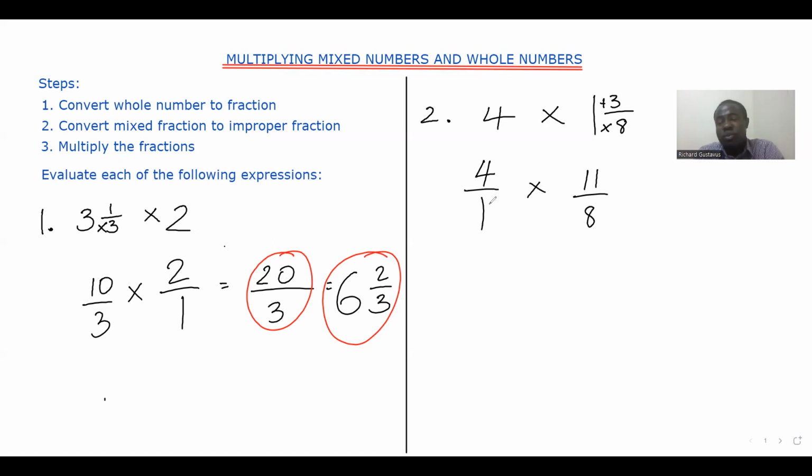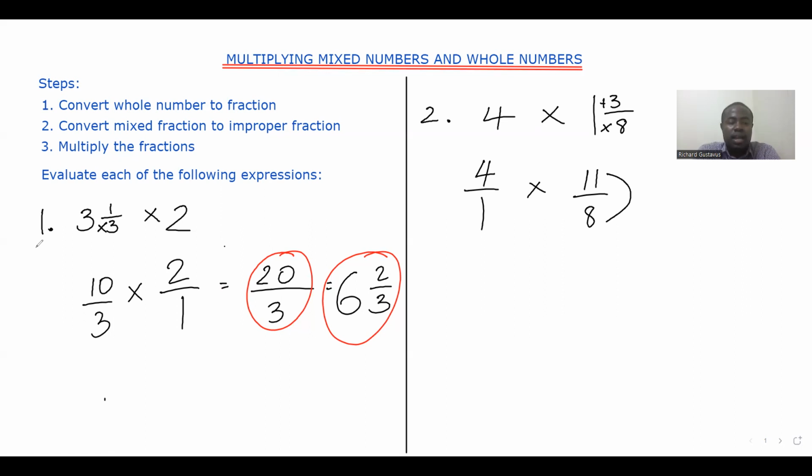Now, there are several ways in which we can multiply fractions. One such way is to try to reduce before we multiply our numerators and denominators. In this case, we're going to reduce. All right. So let's assess our numerators and denominators to see if there's an opportunity to reduce. So let's assess the 4 and 1. Can we reduce that? No. Let's assess the 11 and 8. Can we reduce that? No.